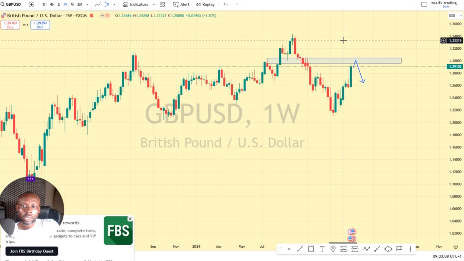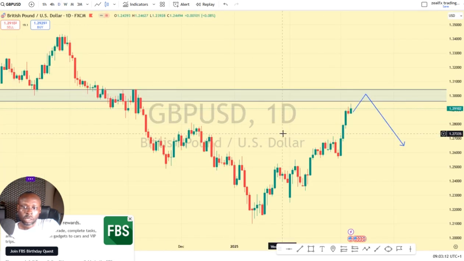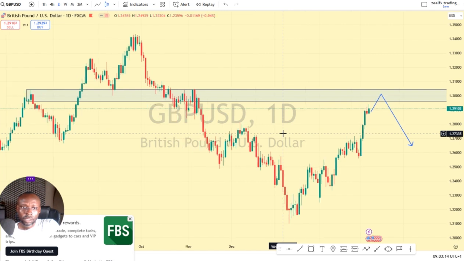So let's look at the daily chart of the British pound USD. On my daily chart, price is currently on a resistance level. So we expect price to do a test of this zone on the daily chart before we see a further sell for the British pound USD.